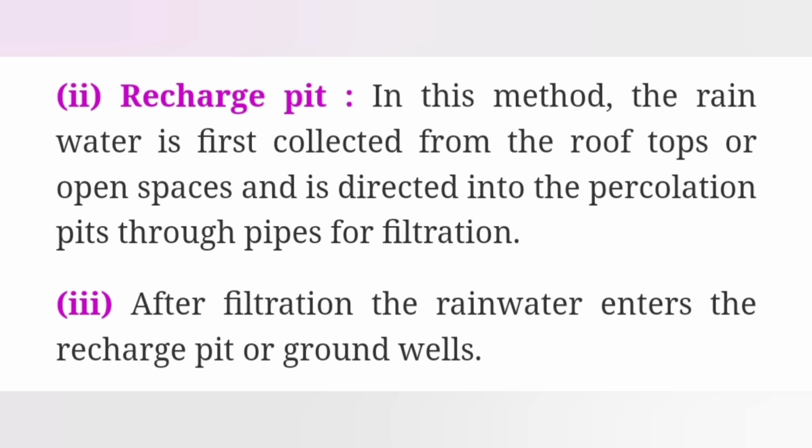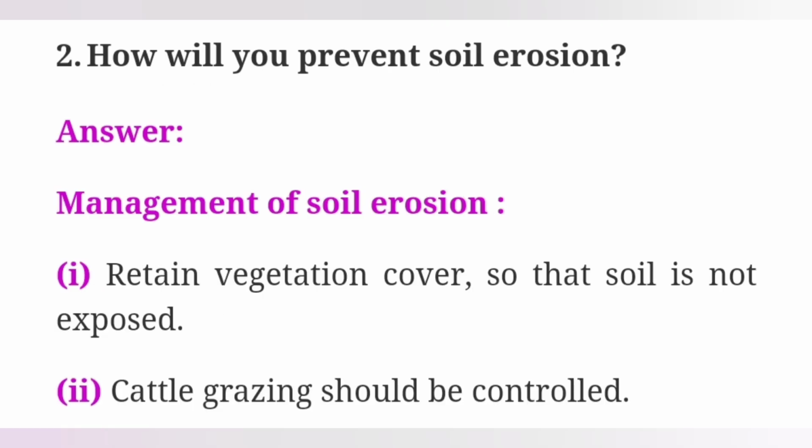Second point: recharge pit. In this method, the rainwater is first collected from the rooftops or open spaces and is directed into the percolation pits through pipes for filtration. Then third point: after filtration, the rain enters the recharge pit or ground wells. Second question: how will you prevent soil erosion?